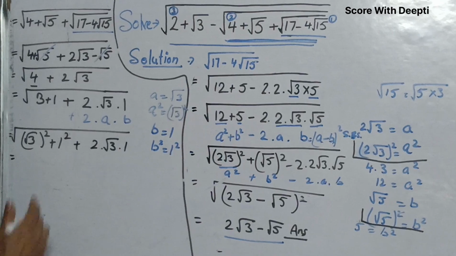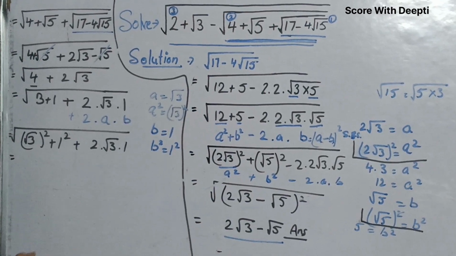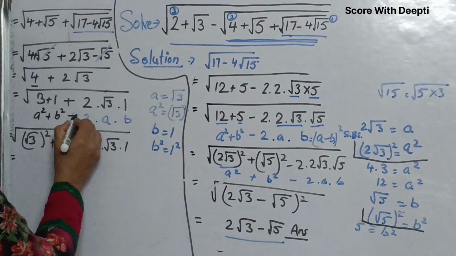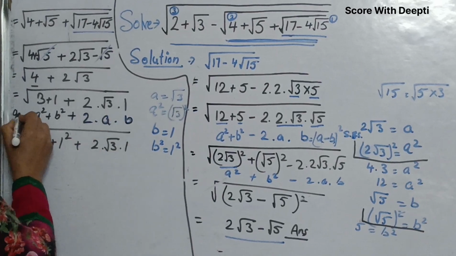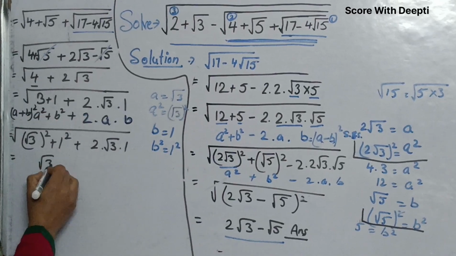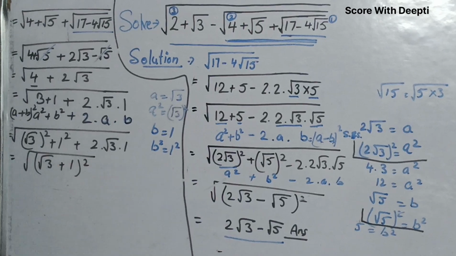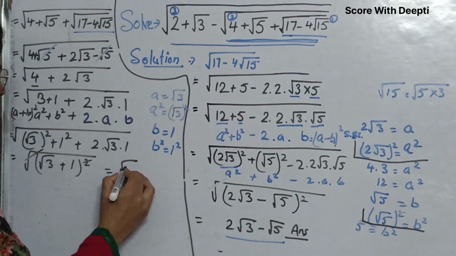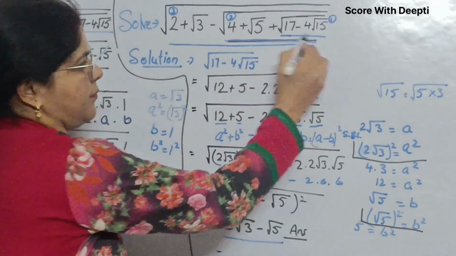Next we get a square plus b square plus 2ab, which is equal to a plus b whole square, where a is square root 3 and b is 1. Now the square cancels with the square root, and we get square root 3 plus 1. This is the answer of the second term.